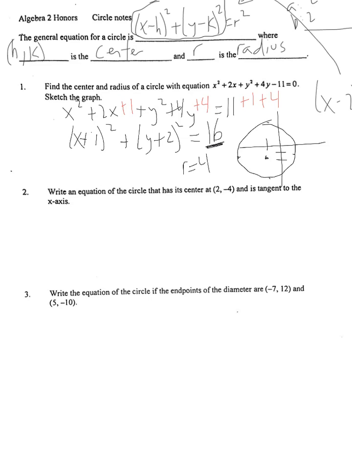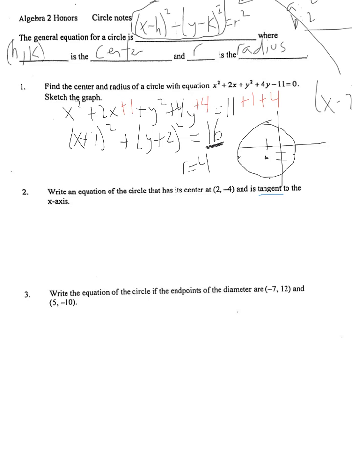2. Write an equation of the circle. So we want to put it in that form that has a center at (2, -4) and is tangent to the x-axis. Now you might see the hard part of this problem is that word tangent and understanding what that means. In geometry, you learned about SOHCAHTOA, where tangent is opposite over adjacent. This is a different tangent. What it means to be tangent is to only intersect at one point.